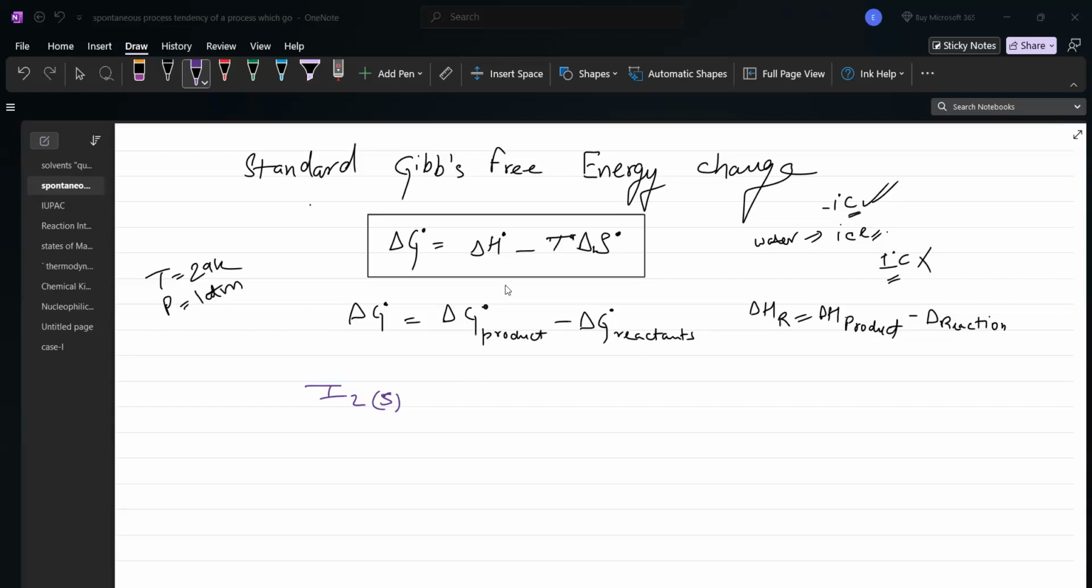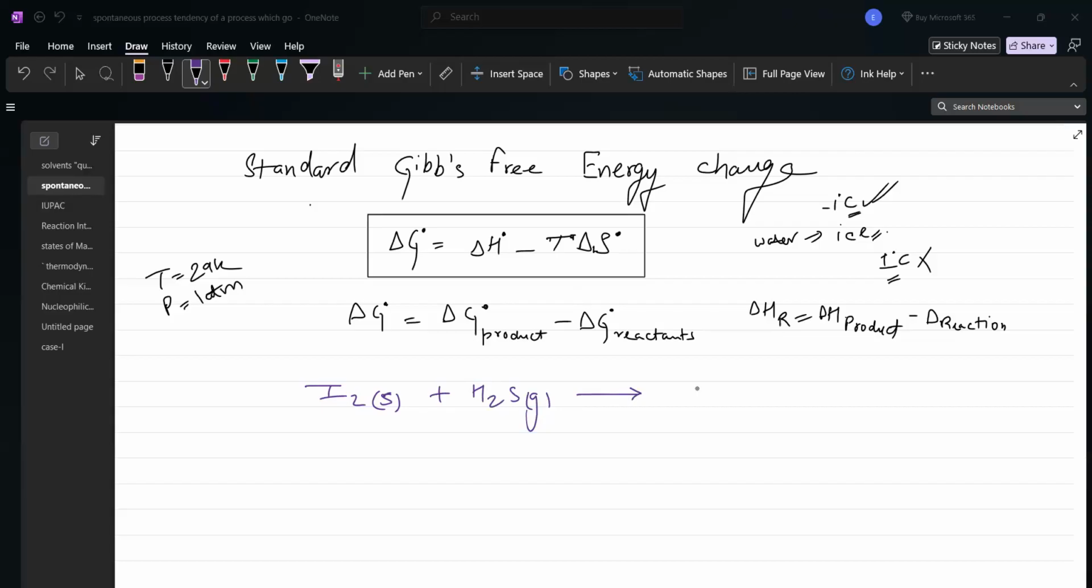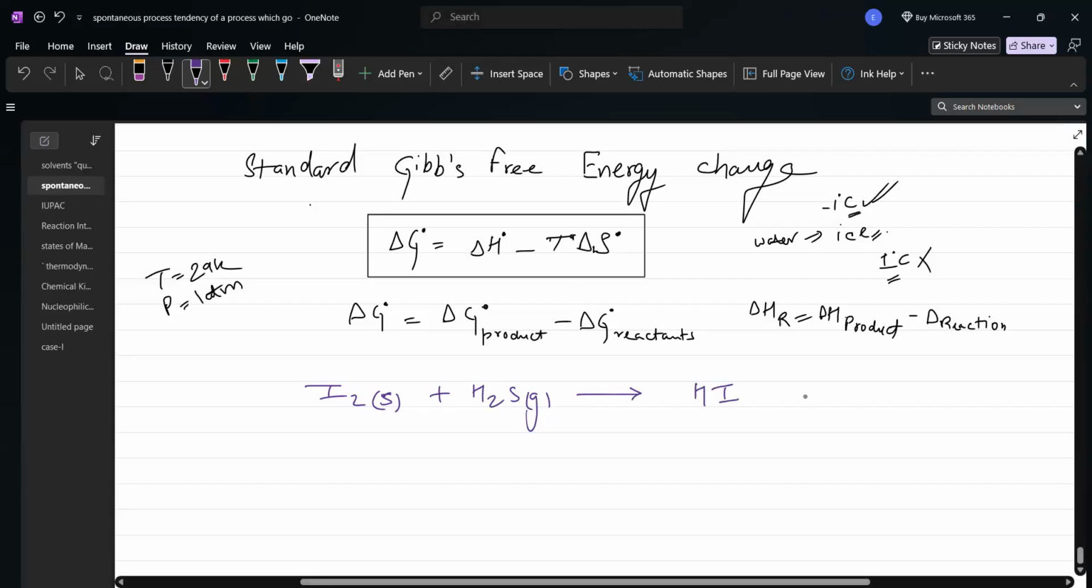So what is happening? I2 is reacting with H2S, which is in gaseous form. And what will actually form after this reaction? HI, and sulfur will form. Sulfur will be in solid state, and HI is in gaseous state. Okay, got this thing?